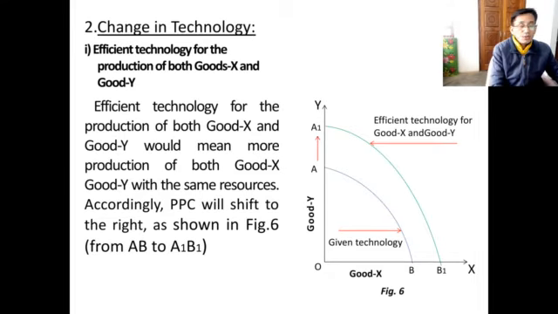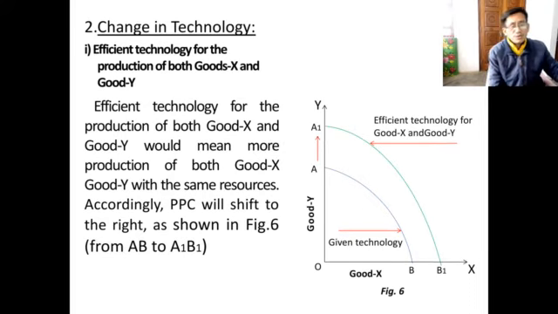Okay, as shown in this figure number 6, it will shift towards the right, and it will be indicated by the new production possibility curve A1 B1, the green colored production possibility curve. Say it is a continuation of the rotation of both X and Y. If both are rotated, automatically both will be increased, and the new production possibility curve will be A1 B1.